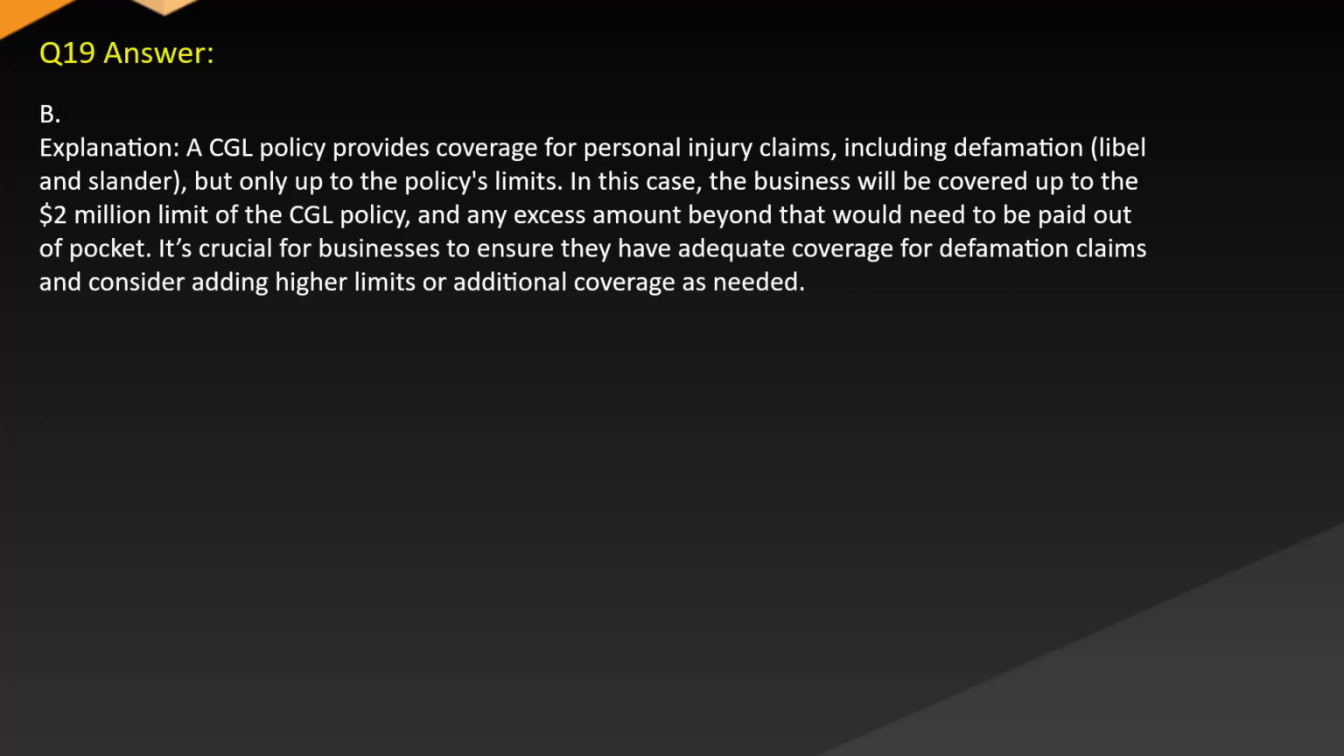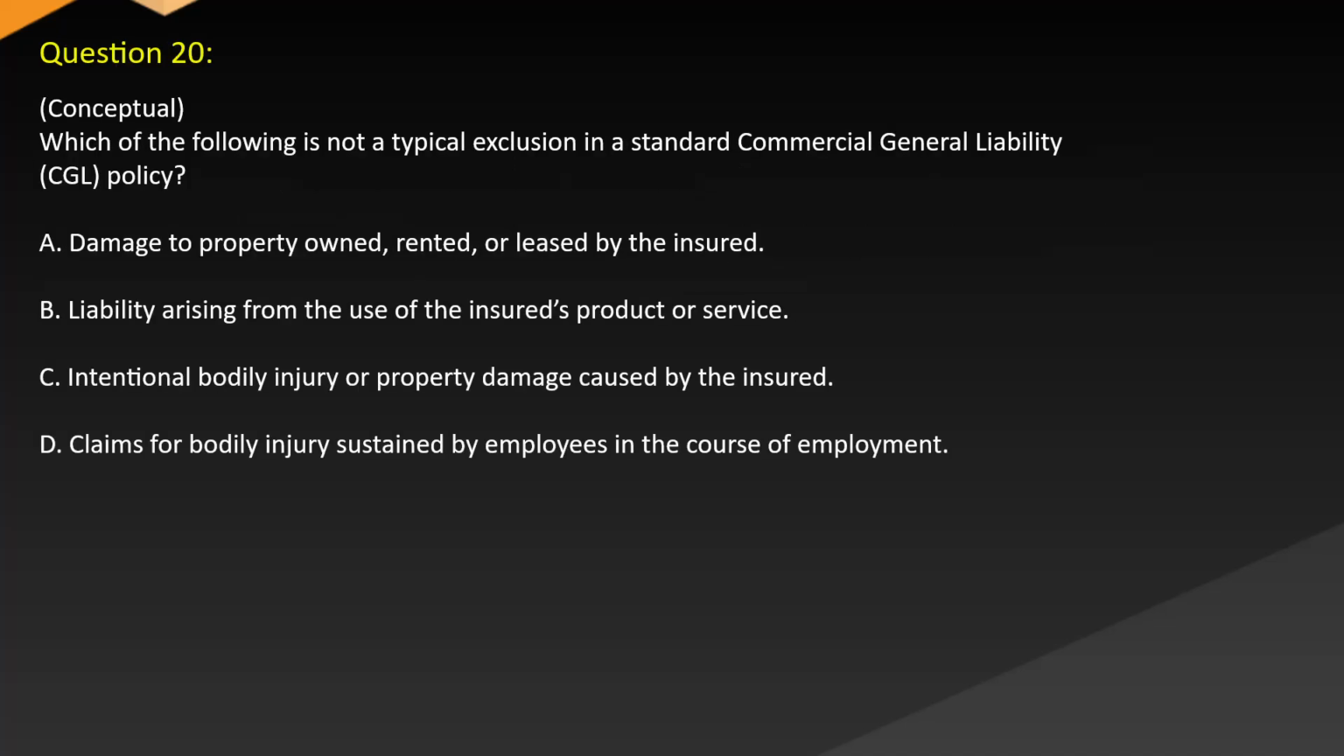Answer. B. Explanation. A CGL policy provides coverage for personal injury claims, including defamation, libel, and slander, but only up to the policy's limits. In this case, the business will be covered up to the $2 million limit of the CGL policy, and any excess amount beyond that would need to be paid out of pocket. It's crucial for businesses to ensure they have adequate coverage for defamation claims and consider adding higher limits or additional coverage as needed.